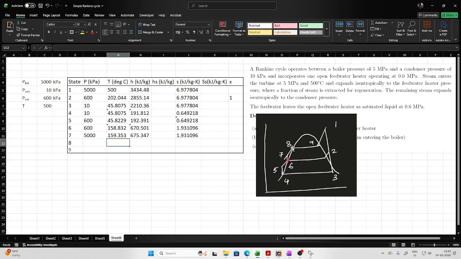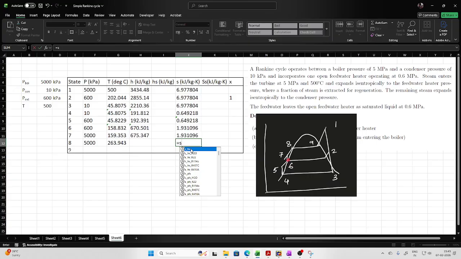Now comes point number 8. Now what is point number 8? It is saturated liquid based on the boiler pressure. So this pressure is nothing but boiler pressure, and we are only interested in temperature as well as entropy, because these points 8 and 9 we only require for plotting, nothing else. So entropy for saturated liquid based on pressure. So this is the one.